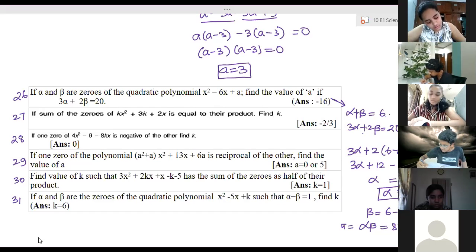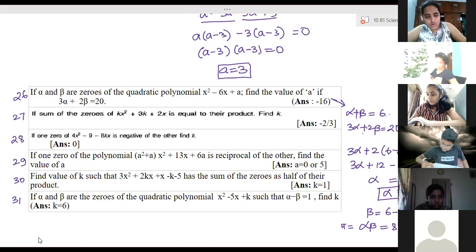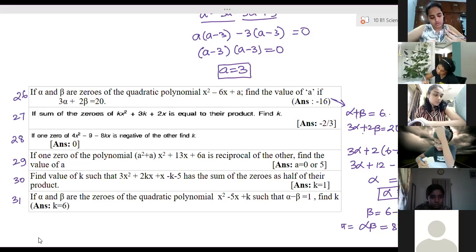Should I solve the 28th one also? Yes, continue solving. Okay, then alpha is equal to negative beta. Take beta to the LHS: alpha plus beta is equal to 0. So what is alpha plus beta? Minus b by a, minus 2k, is 0. Therefore, k is 0. Okay.